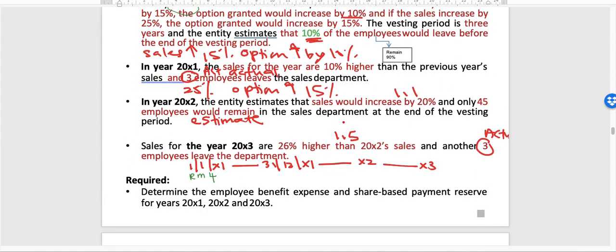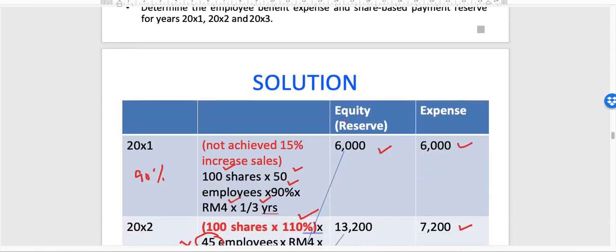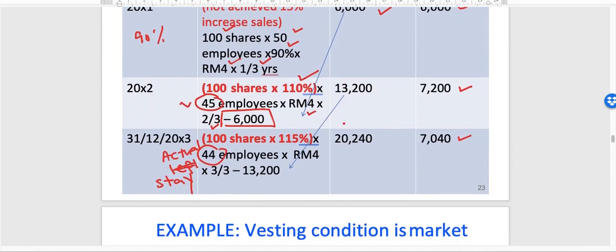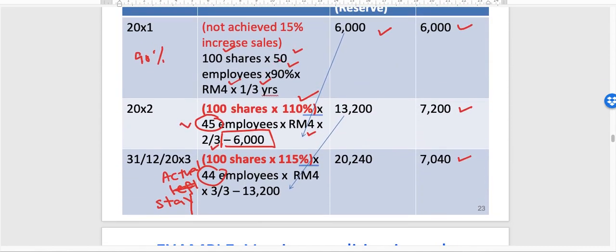But for this question, the variables to compute the expenses are different. For the first year, it's only 100 shares, but the second year, it is 110 shares. So it's different. That's why when you compute the second year, you have to minus the first year, so that you get the expenses for the second year.